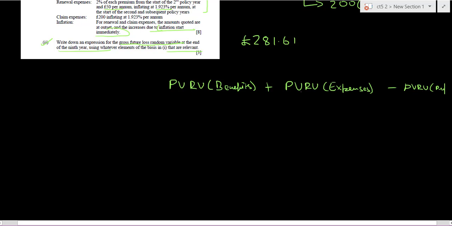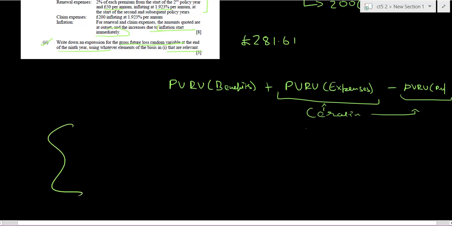But if you think about it, the expenses and the premiums are almost certain. These two things are certain because these are not random variables. Whether the person dies or he survives, he will have to pay the expenses at the beginning of the ninth year, and he'll also have to pay the premium at the beginning of the ninth year. But the claim expenses will only be paid if he dies. So basically you can divide this random variable into two parts: if he dies or if he doesn't die.